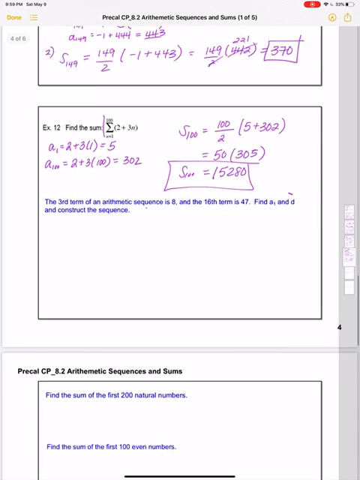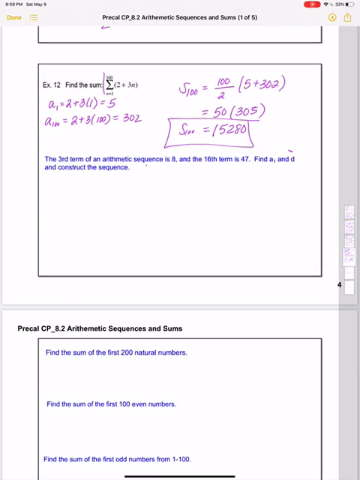All right, next one. It says the third term of an arithmetic sequence is 8, and the 16th term is 47. Find A1 and D and construct the sequence. Oh my, cool. Okay, so we know A sub 3 is 8, and we know A sub 16 is 47. All right, so find A sub 1 and the distance. Okay, so first we can find the distance.